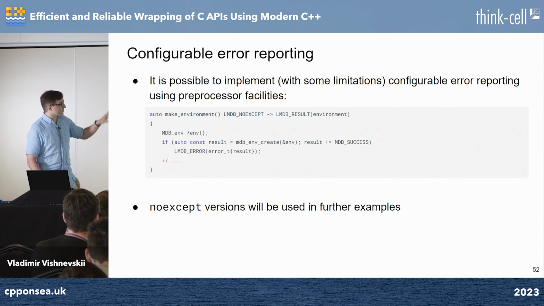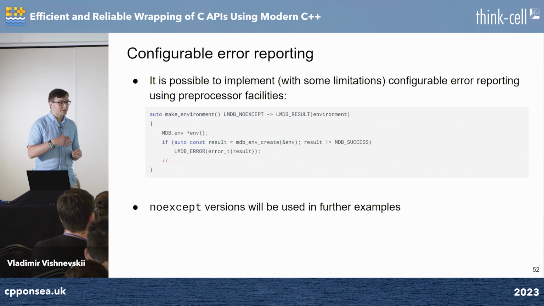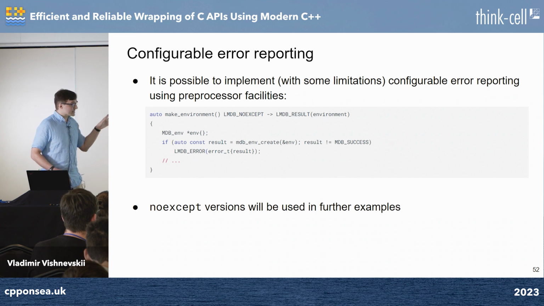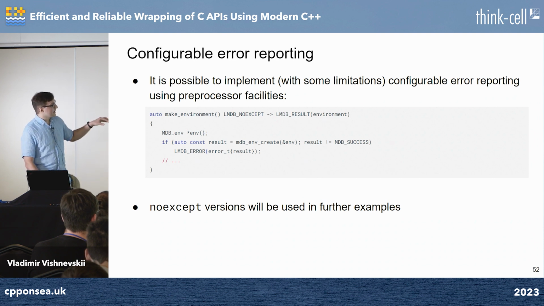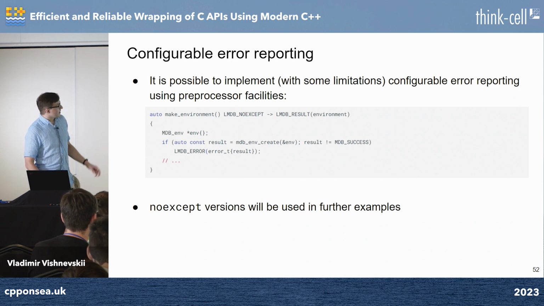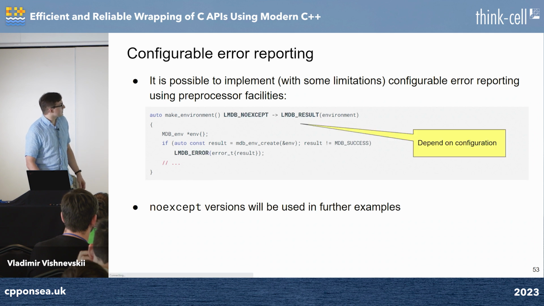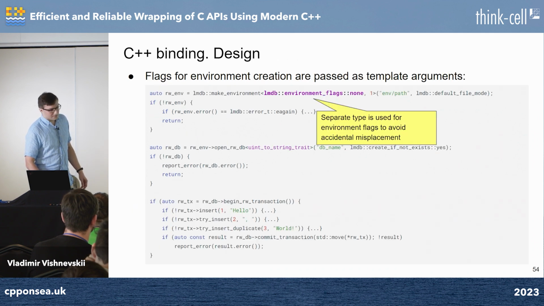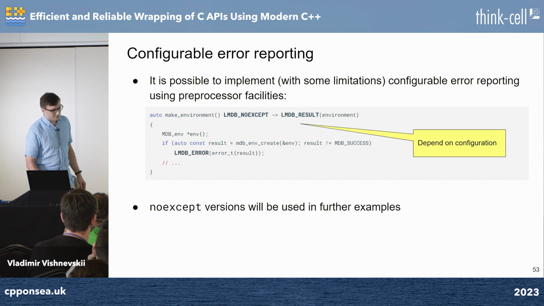So we can try to use some preprocessor facilities to handle this and have it configurable. So either we return or we throw, with some limitations possible to achieve. Plus, we can also have configurable the abstraction we are using for this return type, like, for example, expected or maybe some other third-party solution. This can be considered. I will be using just noexcept versions in the further examples, but those will be controlled by the preprocessor.